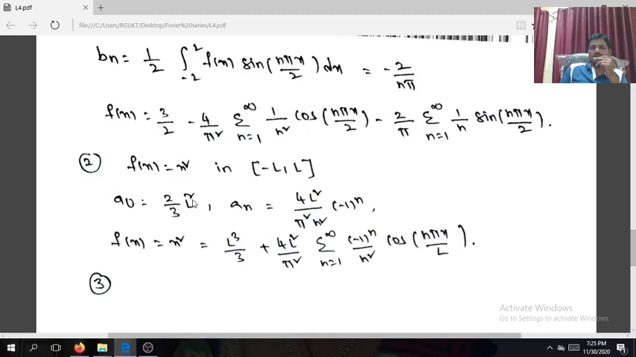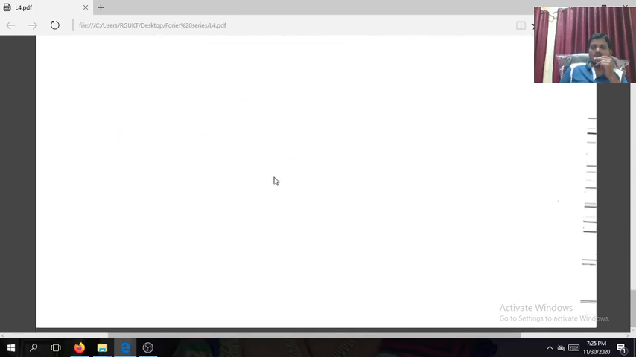So what will a0 be? 2 by 3 into 3 square, that is 2 by 3 into 9, it is 6. An is equal to 4 into 3 square divided by pi square n square times minus 1 to the power of n. Finally, you will get the Fourier series expansion of f of x equal to x square in minus L comma L.